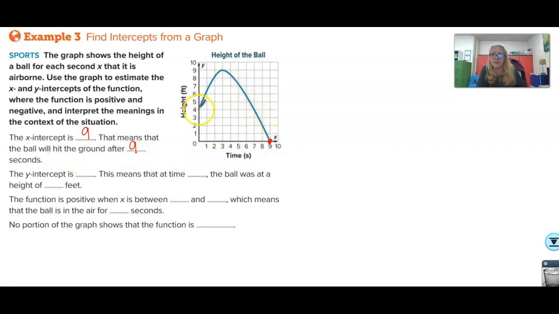The y-intercept is 4. This means that at time of 0, because this would be time 0, the ball was at a height of 4 feet. Probably, I guess, if you're standing and you're going to throw it, it's probably about 4 feet. The function is positive when x is between 0 and 9, which means that the ball is in the air for 9 seconds. No portion of the graph shows that the function is negative.